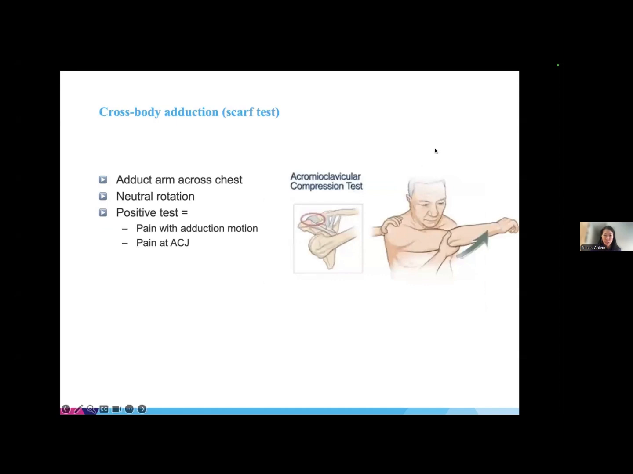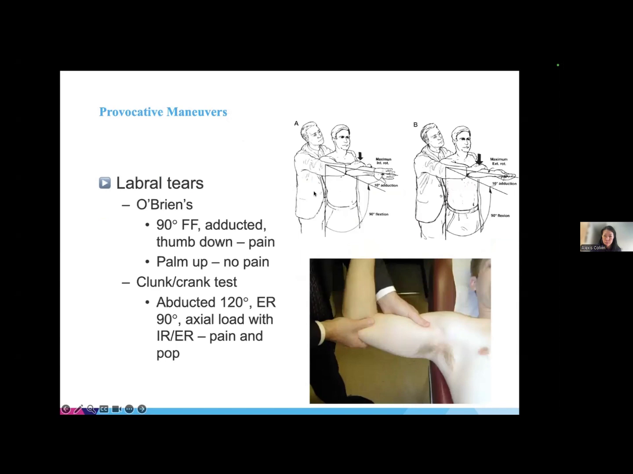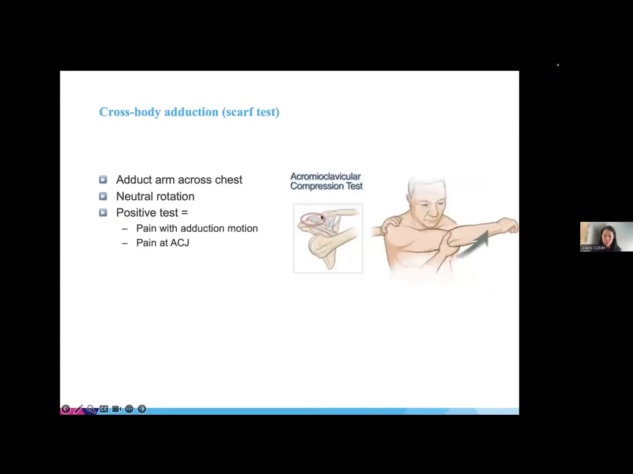This is the AC joint test I was talking about. We sometimes also call it the scarf test. So if we go back to the anatomy in this area, the head would be over here. You have the clavicle, the acromion, and then by bringing the arm across, you're compressing the AC joint. If it's painful, then it's symptomatic AC joint arthritis or AC joint inflammation, depending on what the MRI diagnosis is.